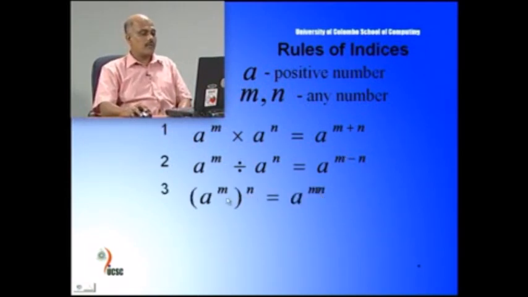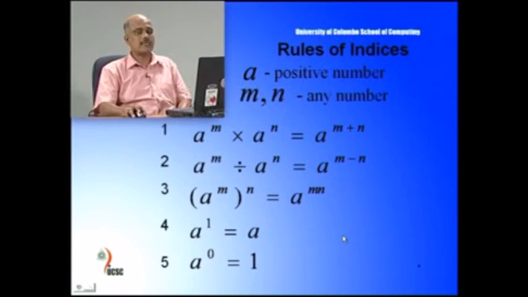The nth power of a to the power m can be written as a to the power of the multiplication of m and n. A to the power 1 is equal to a and a to the power 0 is equal to 1. So, let us verify these rules by taking some examples.